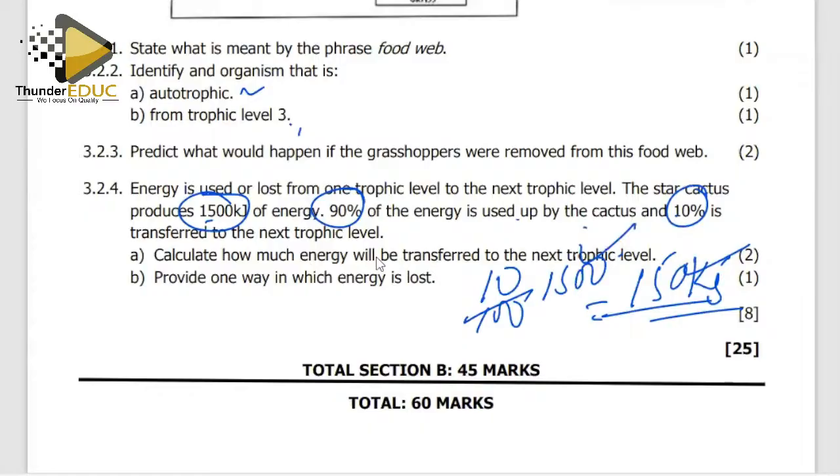Provide one way in which energy is lost. How is energy lost? Respiration, excretion, reproduction, movement, heat loss, all the processes which occur in your body. Yeah, that's it. Who got 45 out of 45 in this section?